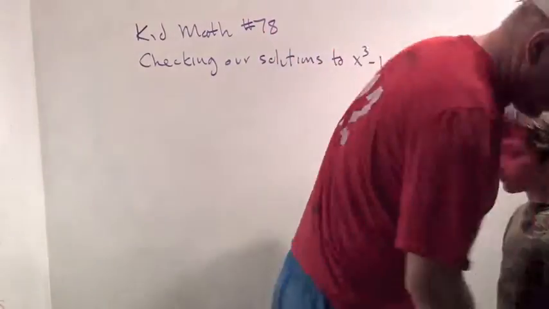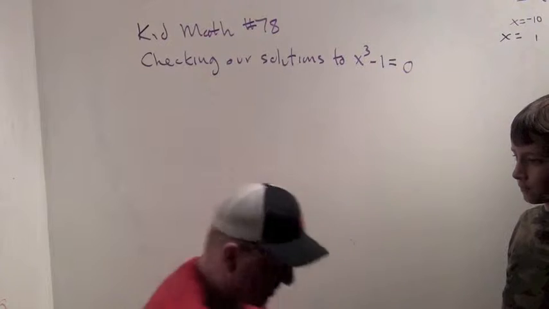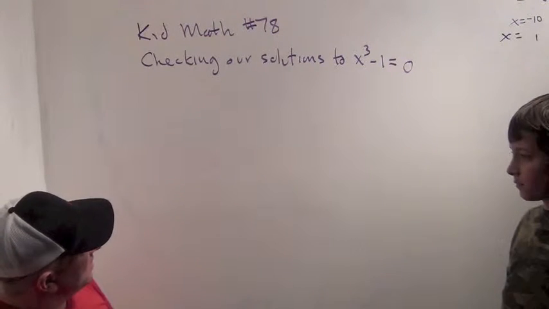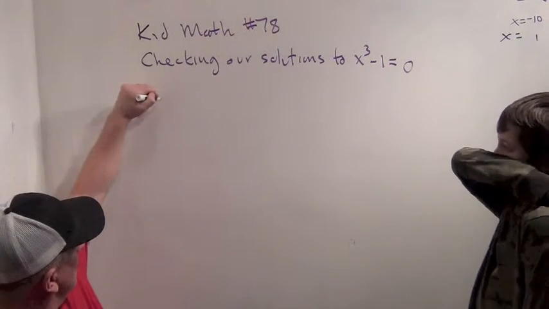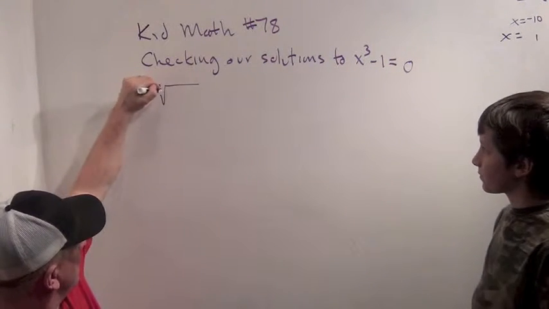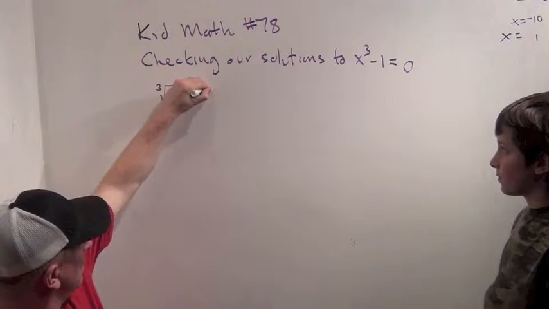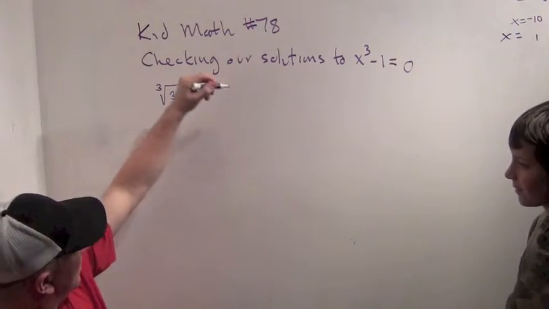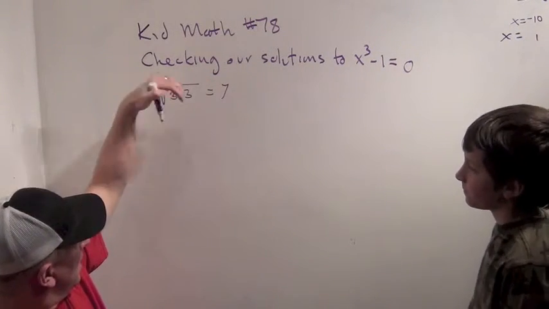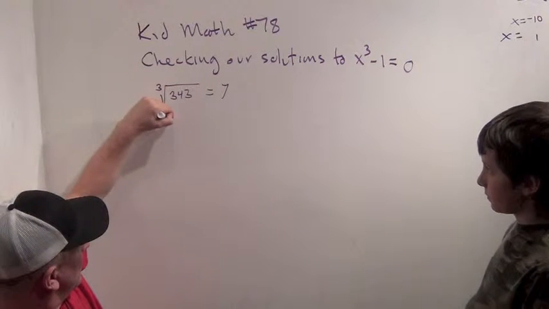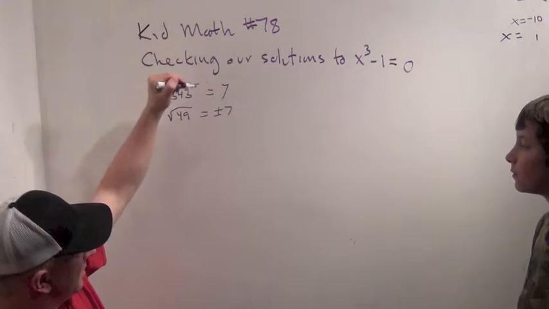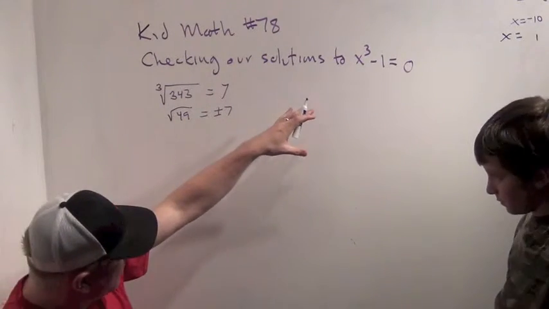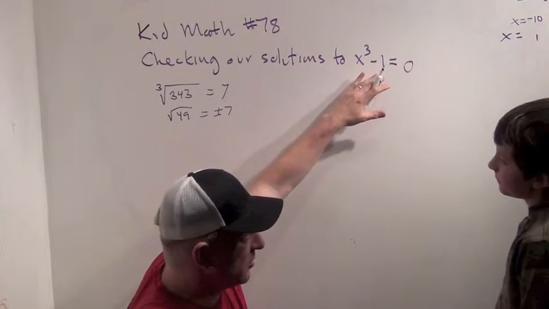KidMath number 78. This is the second to last one in our series about square roots and cube roots. We've done a couple of movies in a row that started from the question you asked me: why does the cube root of 343 equal 7, with only one solution, when something like the square root of 49 could be plus or minus 7? We've talked about a lot of different things, but we did look at the cube roots of 1.